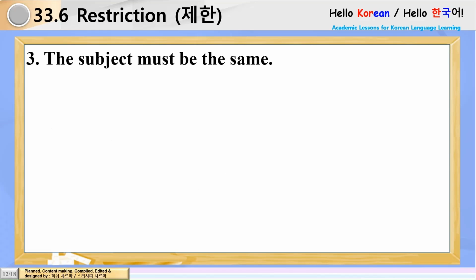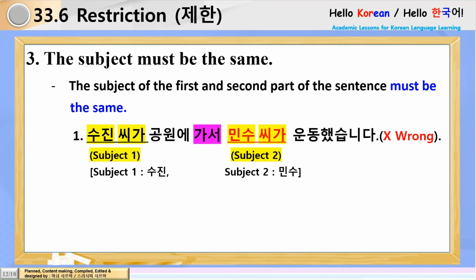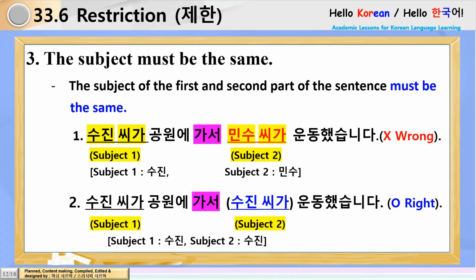Next. The subject of the first and the second part of the sentence must be same. How? See this sentence. 수진 씨가 공원에 가서 민수 씨가 운동했어요. In this sentence, subject 1 is Sujin and subject 2 is Minsu. These types of sentences are totally wrong with this grammar if the subject is different. How we can make this sentence correct? Yes, by changing it, the Sujin subject must be same.